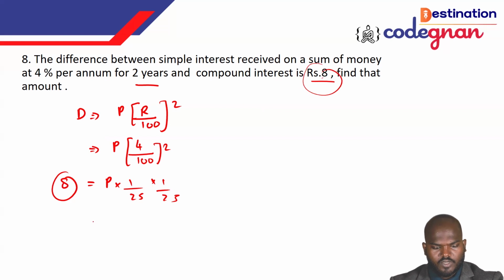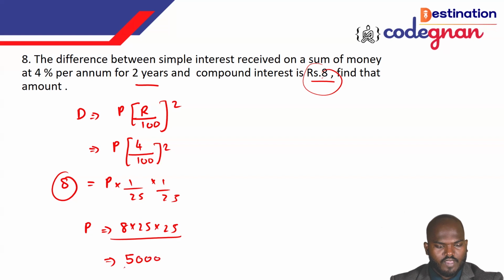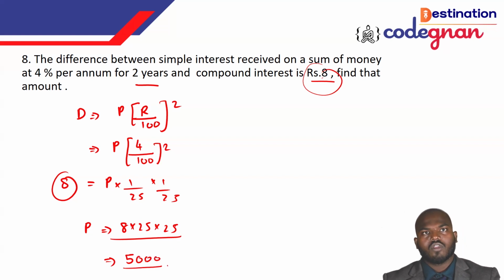So once you deal with this one, guys, it will give you P equal to 8 times 25 times 25. If you work it out, it will give you the answer 5,000 as the value. Okay. So this is how you will find the answer in this place.